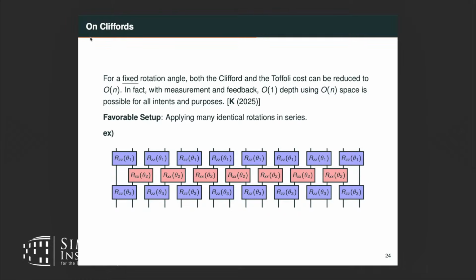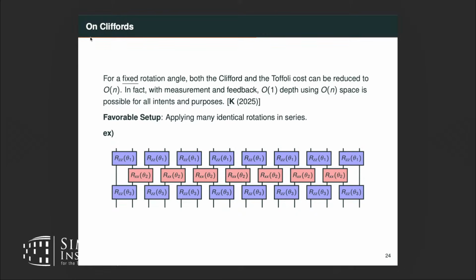OK, so admittedly, the one bad thing about these approaches is that we're completely ignoring the Clifford cost. In all the schemes, especially the optimized ones, I think they have a Clifford cost of big O of n squared, and I don't see a way of reducing it. But there's a special case in which you can actually reduce the Clifford and Toffoli cost all the way down to a constant depth if you have measurement feedback. And this is when you have a fixed rotation angle.